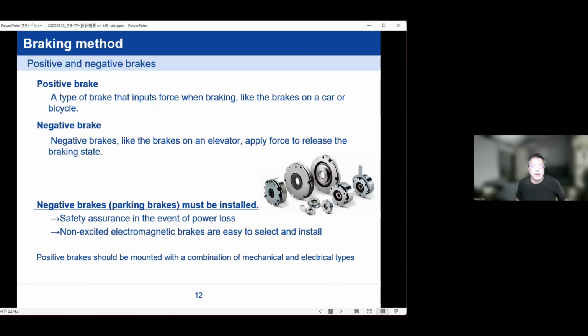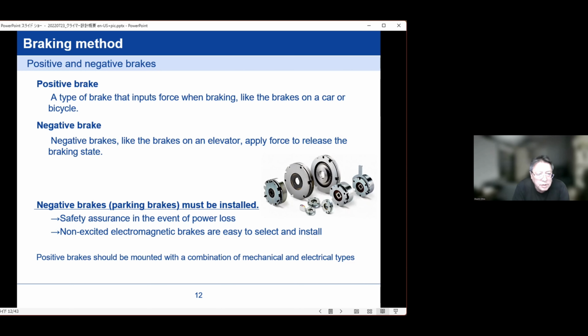Next, continuing with the braking method. There are positive brakes and negative brakes. Positive brakes are the type that apply force when braking, like the brakes on a car or bicycle. On the other hand, negative brakes are like elevator brakes.